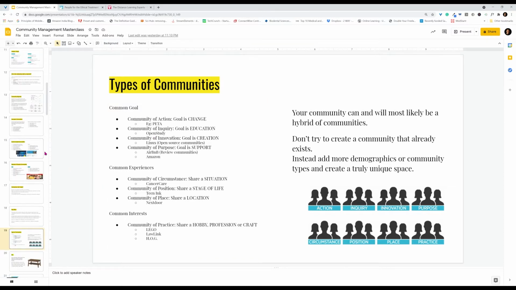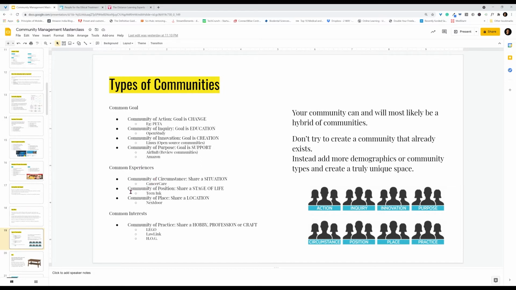Next, we have communities that share a common experience. Here we have, number one, communities of circumstance. Now here, these are the segment of people who share a similar situation. Healthcare community is very common in this. People who have similar disabilities or who have similar diseases. If you're going through cancer or something like that, or if you have some form of an addiction, Alcoholics Anonymous, for example, is a very famous community of circumstance or situation.